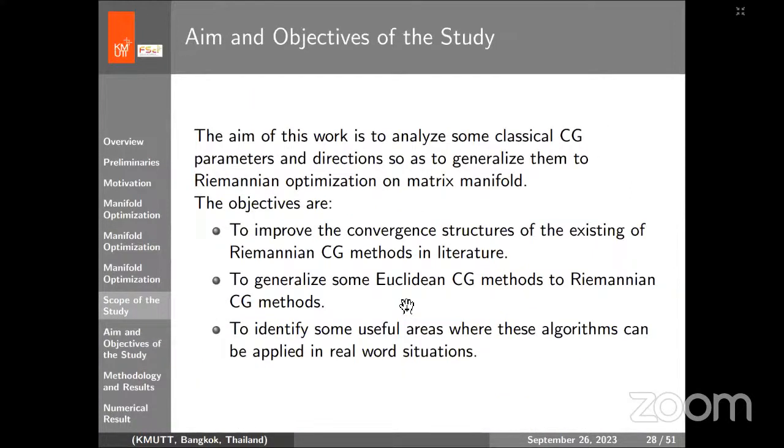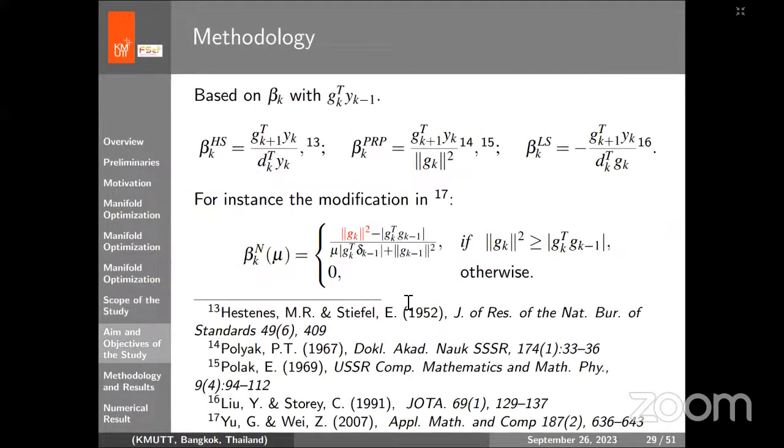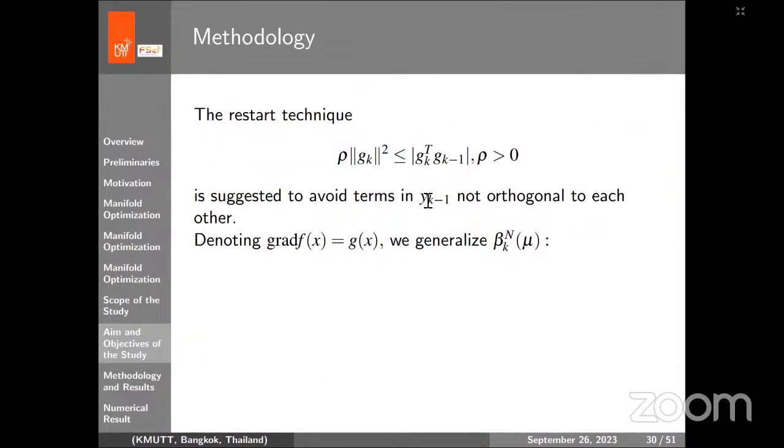And we also aim at identifying some useful areas where these algorithms can be applied in real-world situations. Now, take for instance the beta K obtained by Yu and Wei in 2007, which is given by this generalization, whereby the motivation behind this is what we call a restart strategy. The actual motivation behind this formulation is that, for two consecutive gradients, we want to avoid a situation whereby the terms involved in the two consecutive gradients are not orthogonal to each other. So based on that, they came up with this restart strategy in order to take note of that.